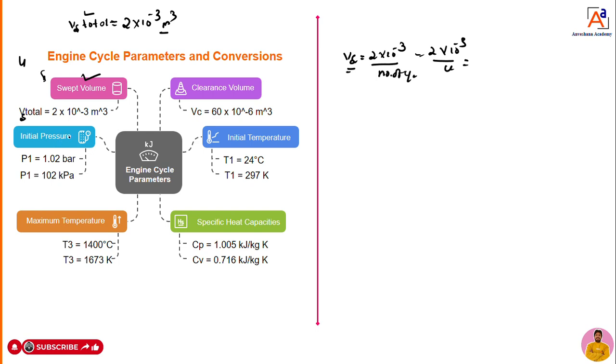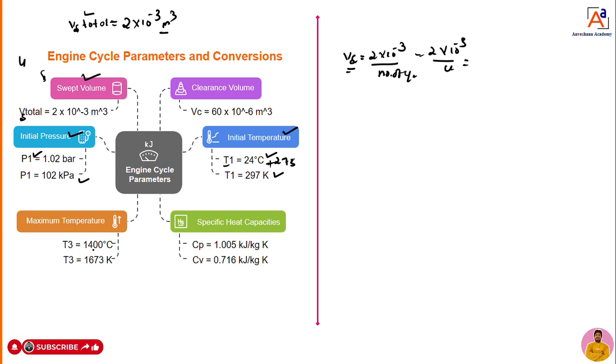Then he has given some basic data. What are the things he has given? The initial pressure, which I will mark here as P1. P1 is equal to 1.02 bar, and that bar we can also express in terms of kilopascal. Then he has given the initial temperature, which we mark as T1. T1 is 24 degrees Celsius, which we can express in Kelvin by adding 273. So if you add 273, you get 297 Kelvin.